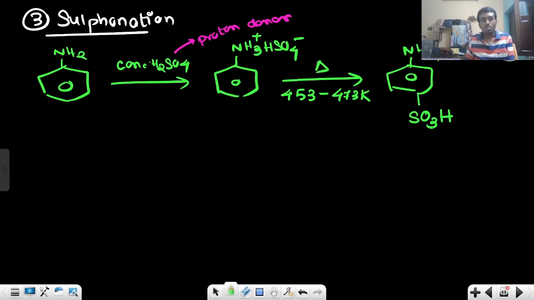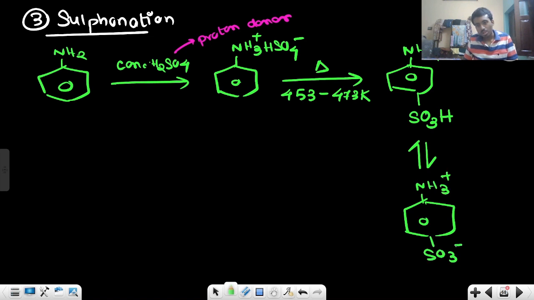Okay, and water will go out obviously. So this will be the product that will be formed. Now you tell me, this is an equilibrium step. See here, NH2 is a basic center, and SO3H is the acidic center. This acidic hydrogen, so what will happen is, this will exist in this form, NH3 positive and SO3 negative.